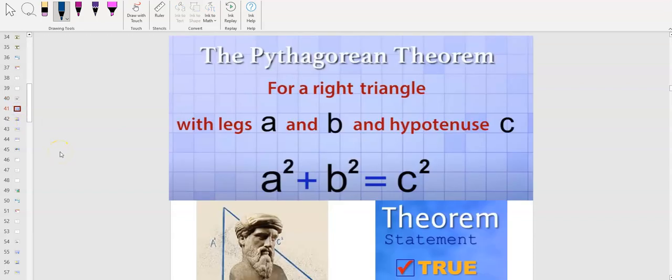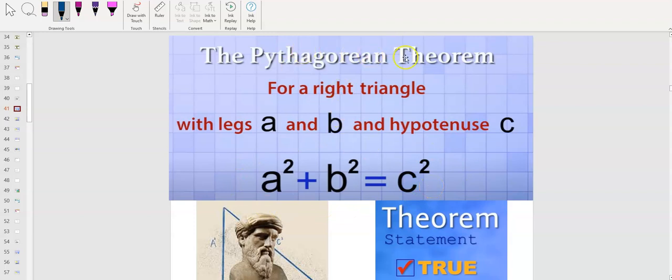All right. So the very first thing we need to do is understand what is the Pythagorean theorem. The Pythagorean theorem is only for right triangles, so make sure we put that in our notes. We have something called legs, A and B, and a hypotenuse, C. You may have heard people say A squared plus B squared equals C squared. This right here is the Pythagorean theorem.